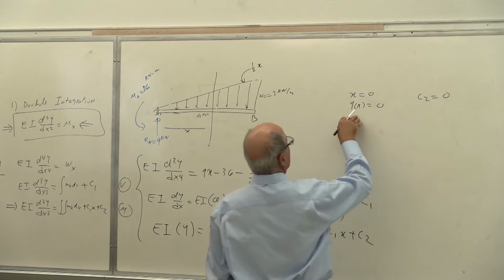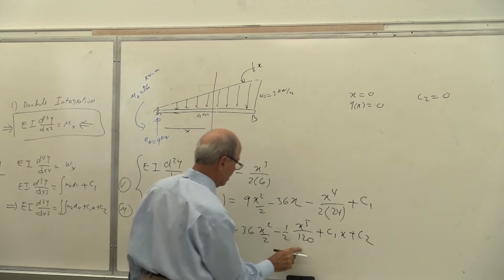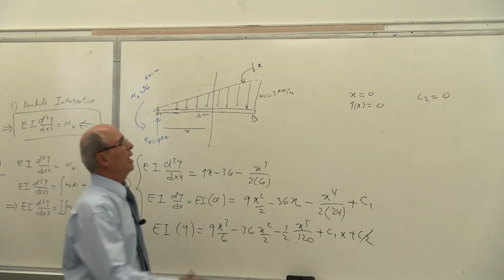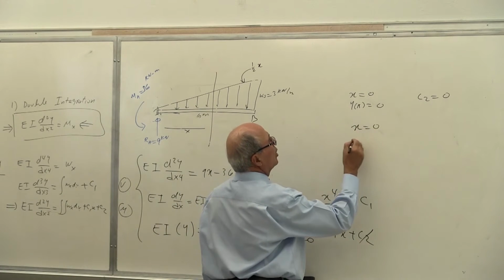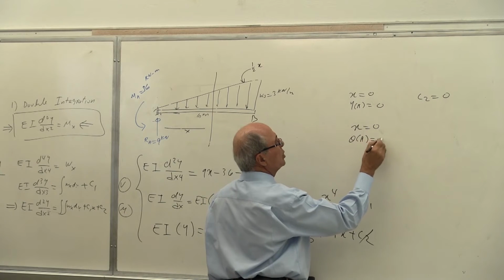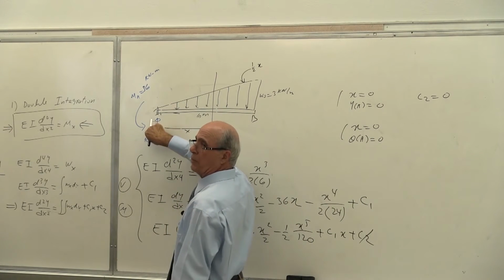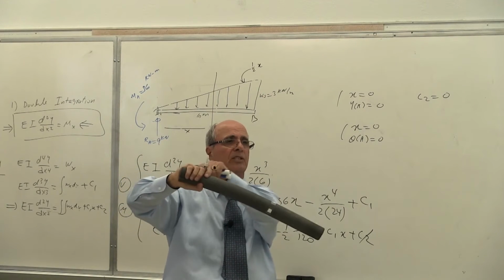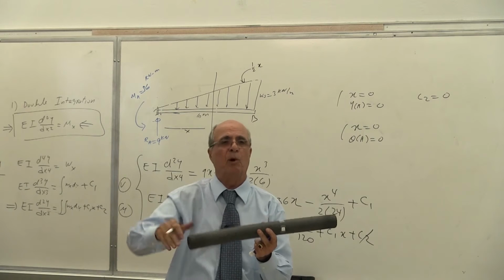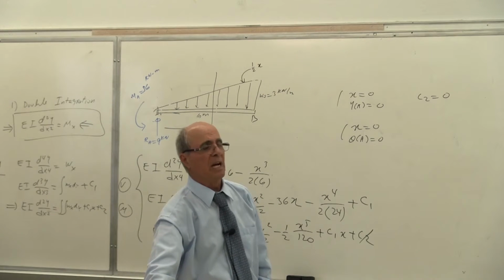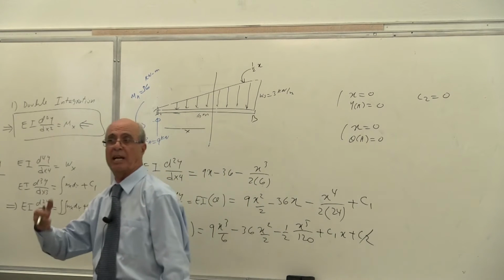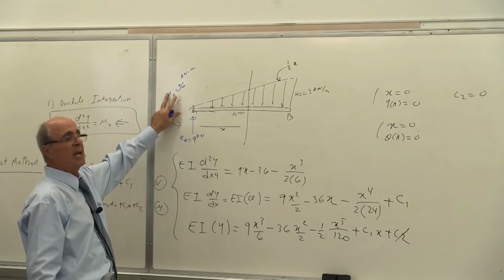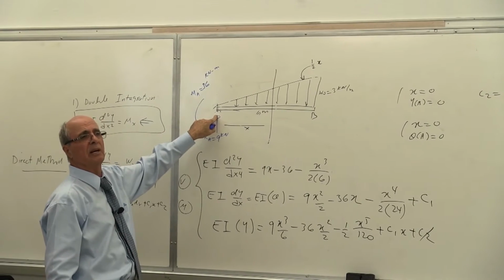Look, at x equal to 0, y equal to 0, so C2 must be equal to 0. At x equal to 0, also theta at A must be equal to 0. Why? Because this was a fixed support. There is no rotation there because you have an M there. Having an M there means it has no rotation, because this M prevents rotation. If M was not there, this becomes a P. Is that correct or not?